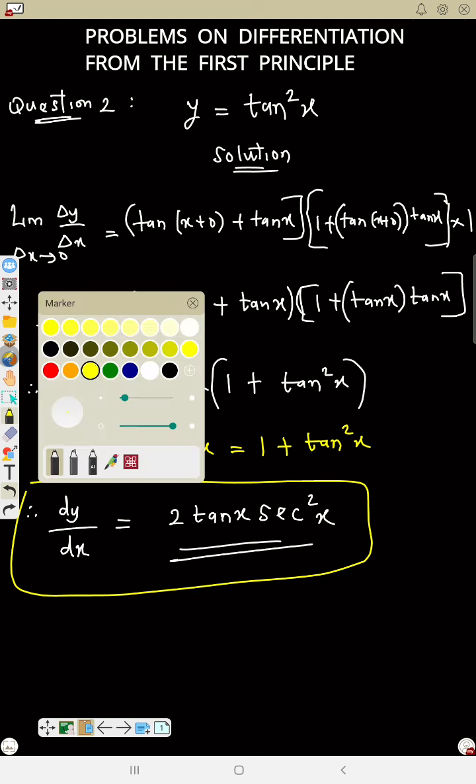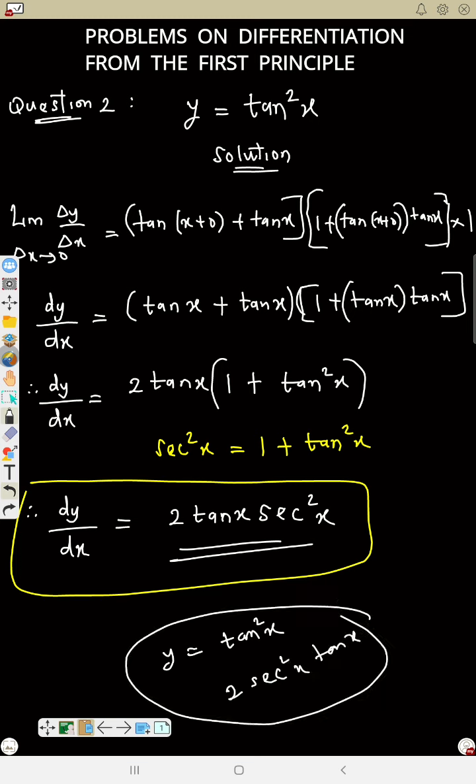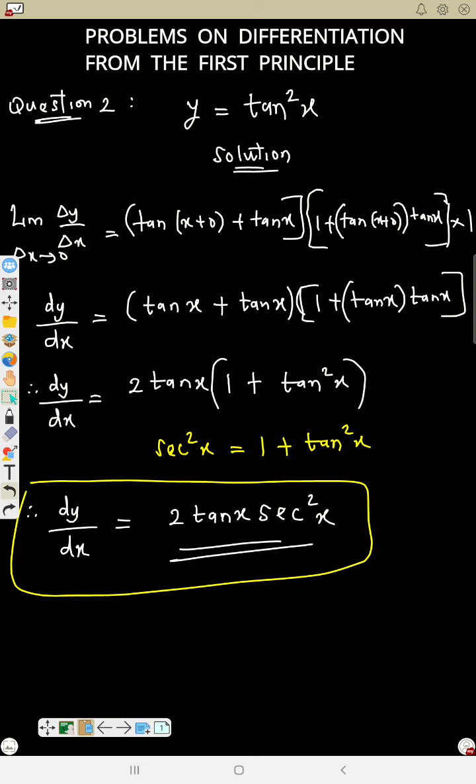If we use the power rule, we'll have y is equals to tan square x. Then dy over dx, 2 will come down, differentiate tan x, we get sec square x, then we write tan x. You can check my video on the short method, so it shows the answer is correct. So that is the answer to this number 2. Thank you. Please take note of these brackets.